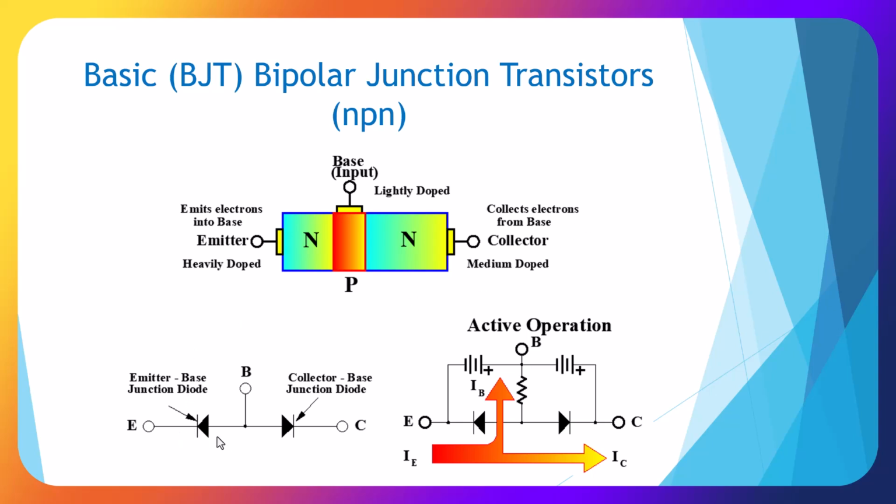So here we show our emitter-base junction diode and our collector-base junction diode. In active operation, we have current, which I call priming this area, in order for us to get current flow. So we have emitter current going to the collector when it's fully on. IE and IC are almost equal.